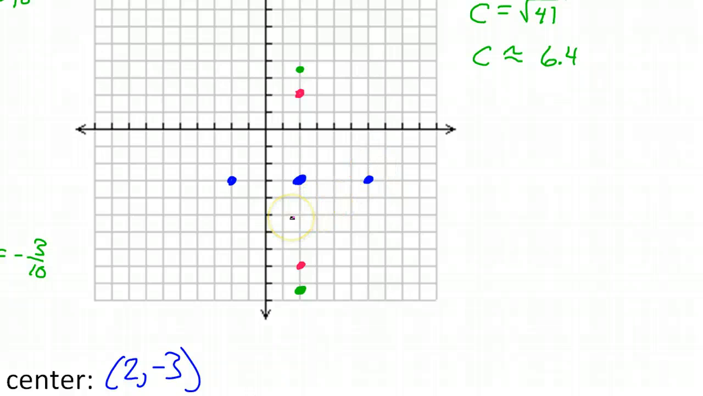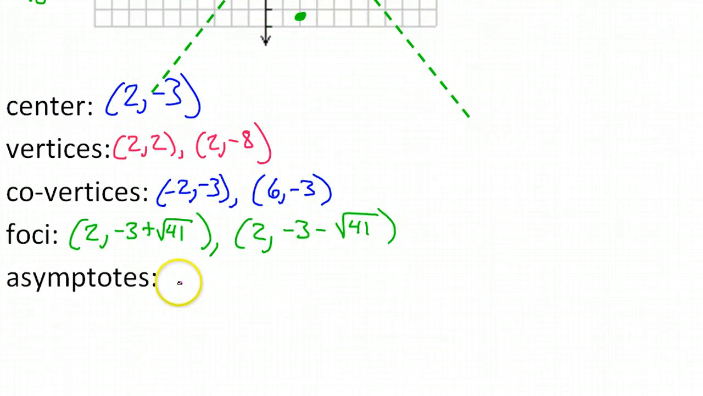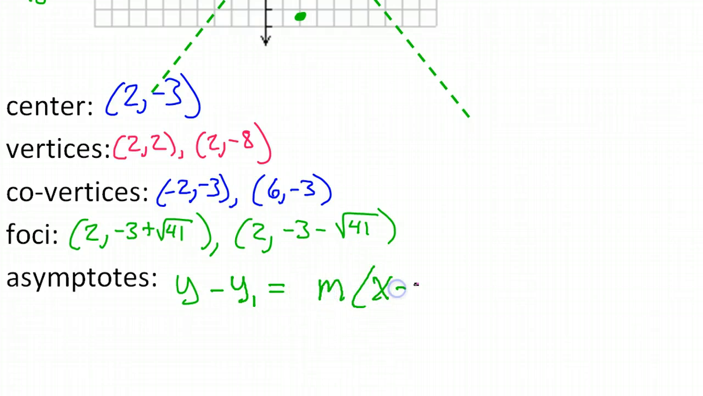Okay, so you can draw your rectangle using your vertices and your co-vertices, and the diagonals will form the asymptotes of the hyperbola. Now, as far as the equation, once again, we are going to use point slope form, which works like this. y - y1 is equal to the slope times (x - x1).